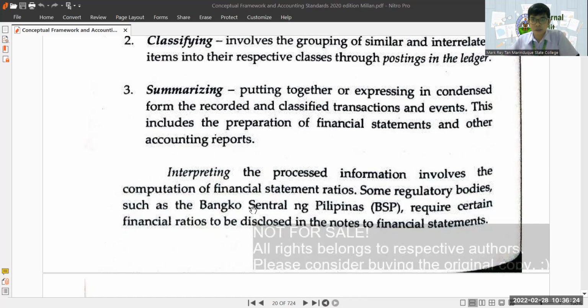Interpreting involves computation of financial statement ratios. In your senior high school, for those who took ABM, in Fundamentals of ABM part 2, there was FS analysis. That is what is called interpreting. Okay, we're done with the definition of accounting.